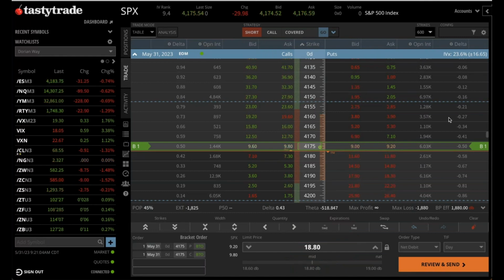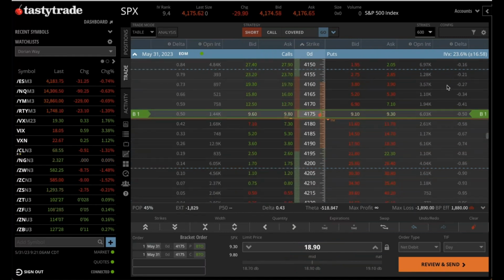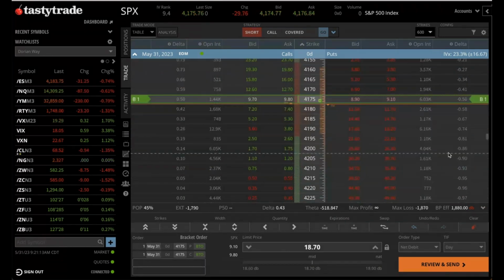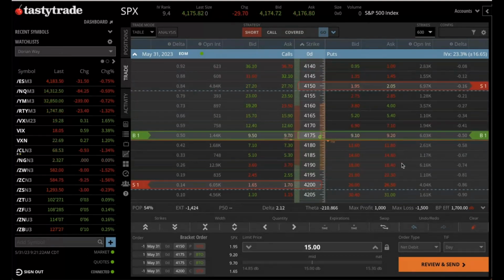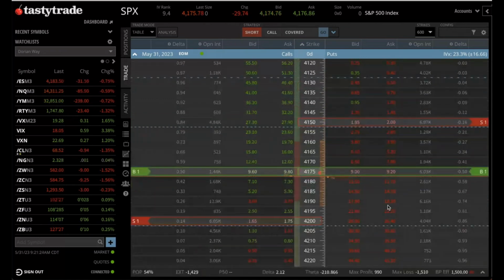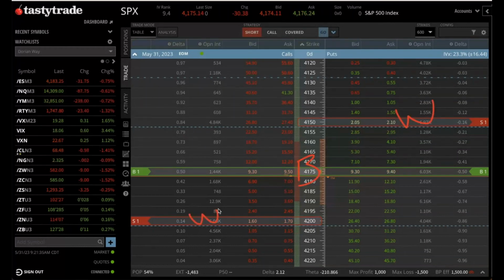But if you decide to butterfly it off, then what you're doing is selling some wings. Let's say we decided to sell some wings 25 points up and 25 points down, something like this. This is creating the iron butterfly. This is the body of the butterfly, this is the wing on the put side, and this is the wing on the call side.